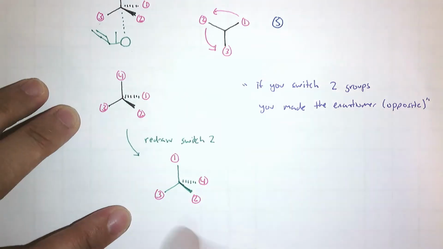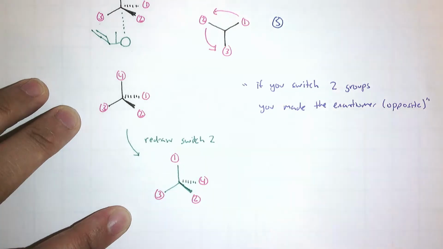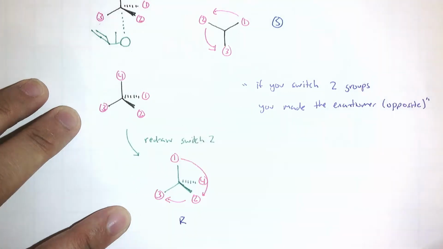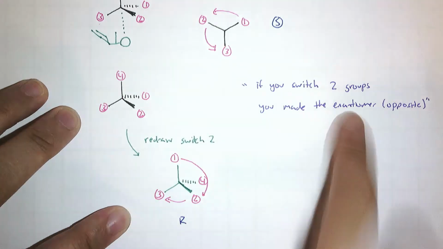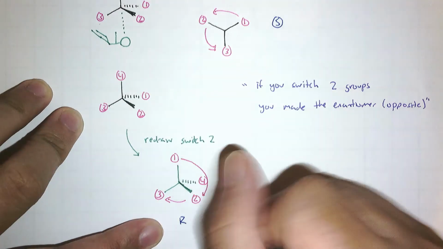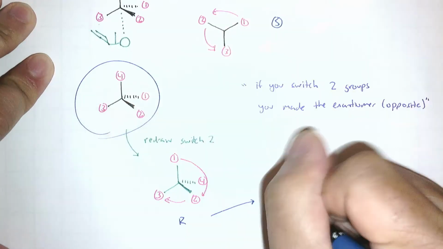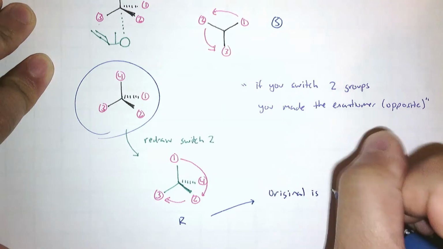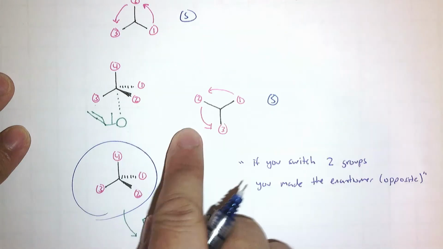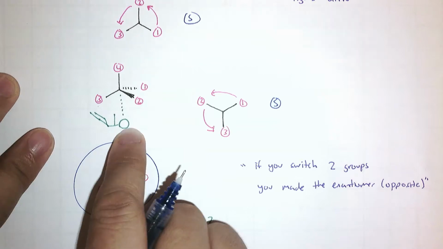When you assign this, okay, 4 is dash already. When you assign this, this looks R, because it goes from 1 to 2 to 3. But you've got to remember that you made the opposite. So it's not actually R, it's actually the original drawing, this drawing right here. The original is S. And we had established that it's S from our trick over here when we were the driver of the car and we see the steering wheel.